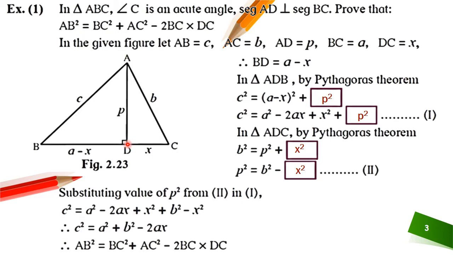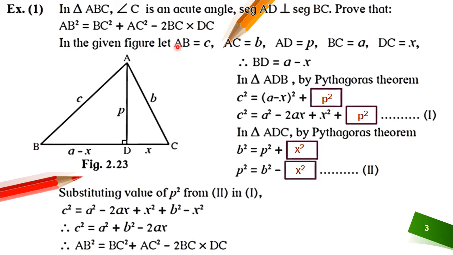Now we need to prove that AB square, where AB is the side opposite to this acute angle C, is equal to BC square plus AC square, that is, adding the squares of the other two sides, and from that you subtract 2 BC into DC. So these are the things.